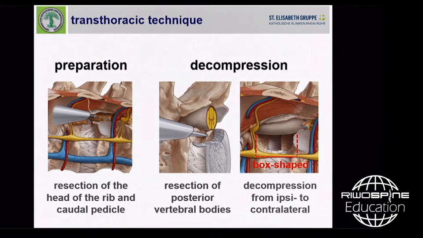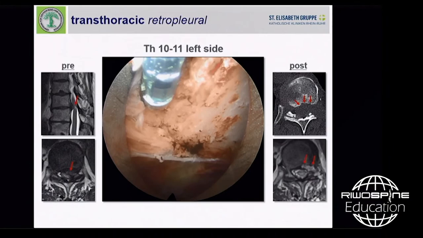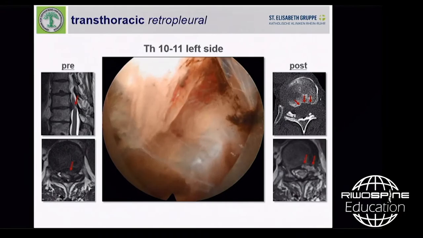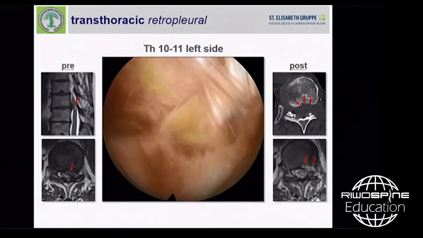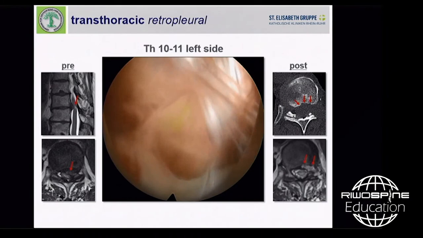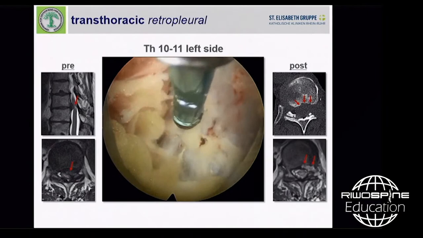Sometimes you have softer fragments, sometimes you have hard fragments, but normally you perform the transthoracic technique in more giant, in more calcified herniation. So a box shape osteotomy is necessary. That's only an example, it's every time different. So here that's a retropleural approach. Yeah, you see the blunt dissection of the retropleural approach. Yeah, then we have here, next is preparation of the head of the rib. That's the rib here.